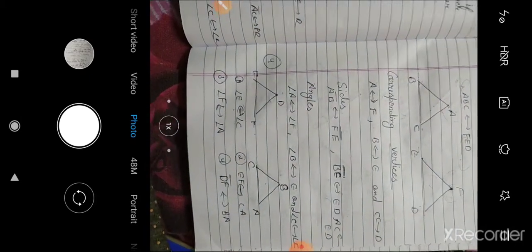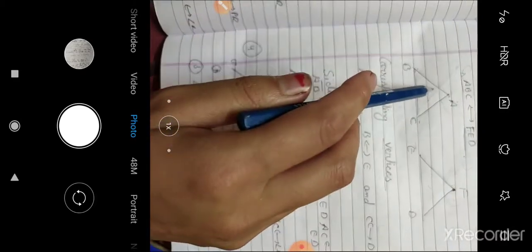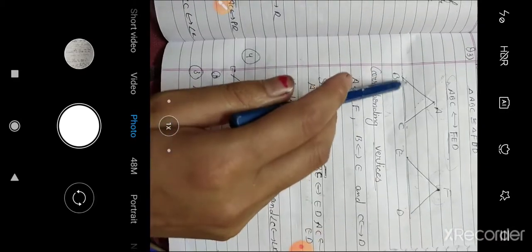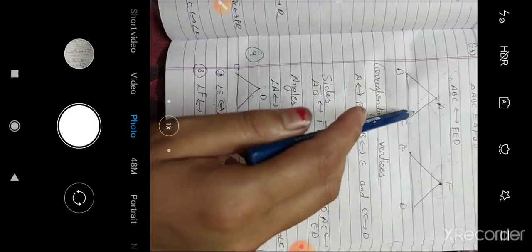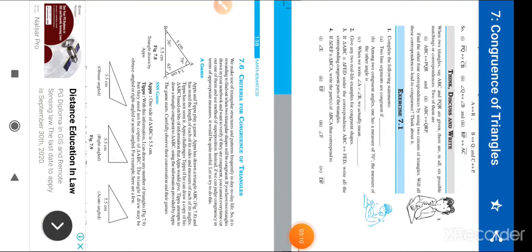FD. Corresponding angles are: angle A corresponds to angle F, angle B corresponds to angle E, and angle C corresponds to angle D. Move to the last question.